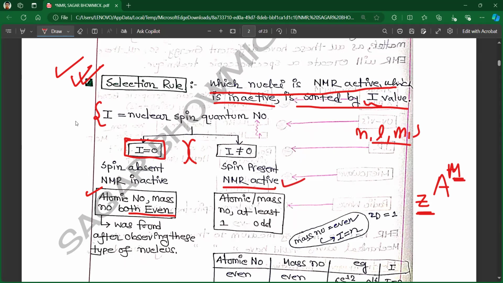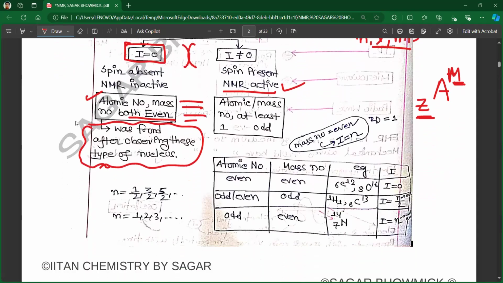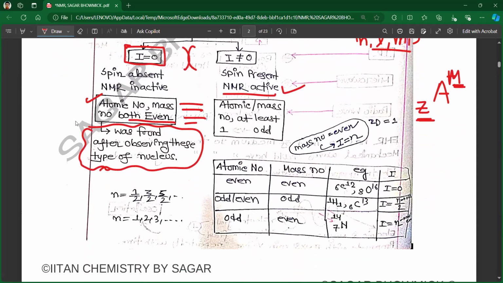That means NMR active. And this was found after observing this type of nucleus. So this conclusion has been derived by observing the nucleus. Now let's see the cases. If atomic number is even and mass number is even, for example 6C12, atomic number is 6, mass number is 12, both are even, or 8O16. For this case, we know I equals 0. For the other cases, I will not be equal to 0.